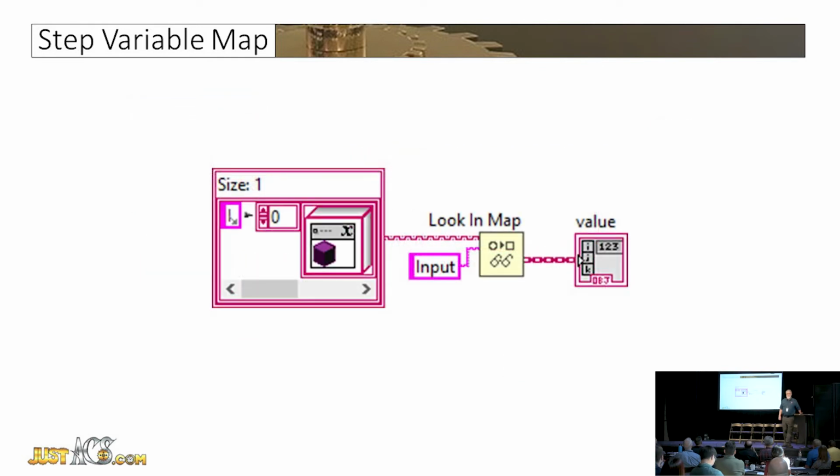Pulling data out, getting a copy of. I want one entry of the map out. That's easy. There's a look-in map function. It will give me that. Okay, and the value is still in the map. This is just a copy.